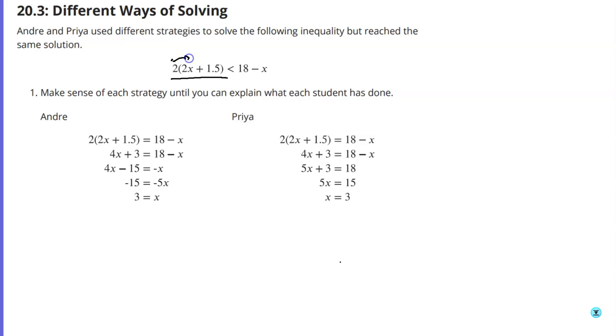And it looks like both students started off by distributing, which is exactly what I would have said to do. So we're going to multiply each of these guys by 2. So that gives me 4x. 2 times 1.5 is 3. This side stays the same.